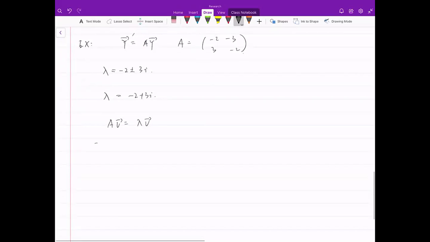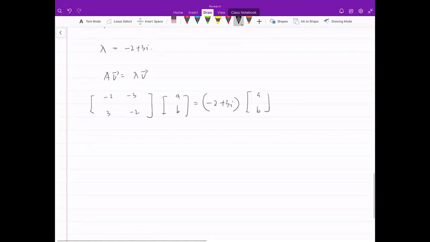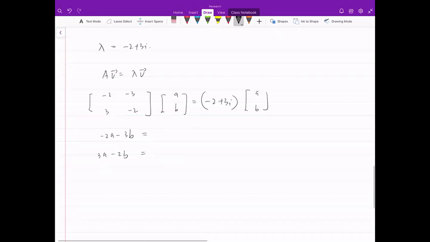This gives us A times (a, b) equals negative 2 plus 3i times (a, b). We solve this. Equals negative 2a plus 3bi, and where is it? Negative 2a, no. Negative 2a plus 3ai, negative 2b plus 3bi.